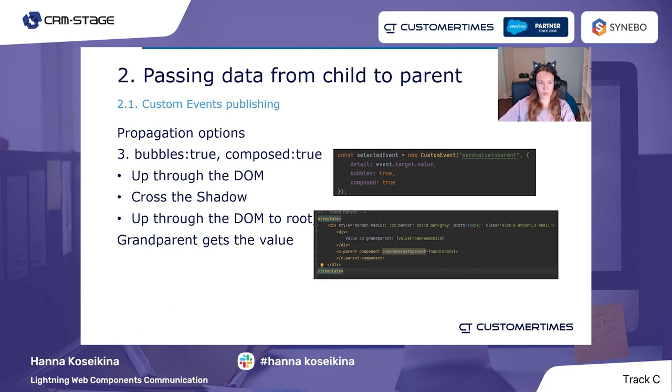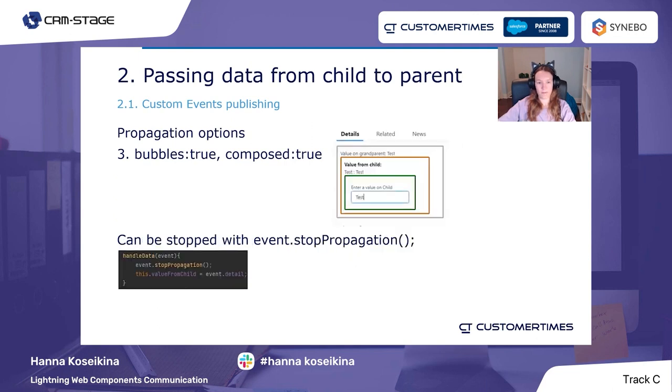Of course, there is an option to send the value to the grandparent. It's setting bubbles to true and composed to true. This means that the event goes up through the DOM, crosses the shadow, and goes up through the DOM to the root. And in this case, both the div and the grandparent get the value. So when I enter a value on a child, it gets rendered in the parent, in a div which is there, and also on the grandparent.